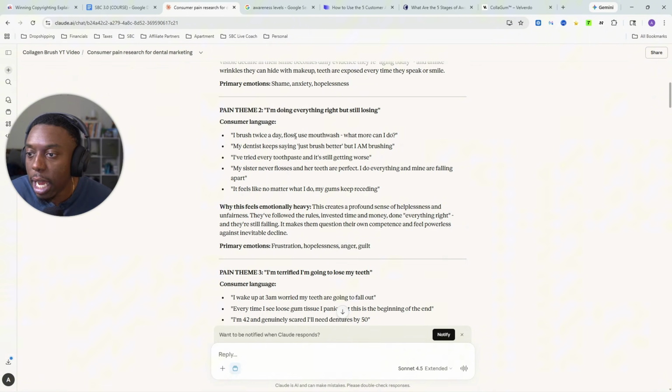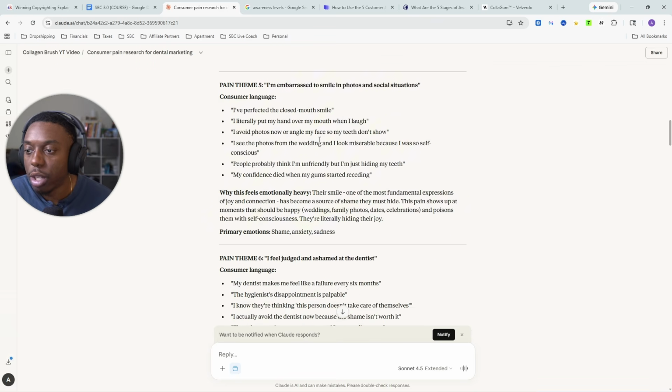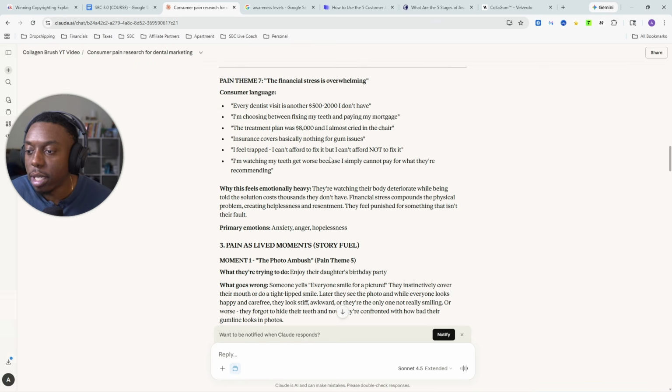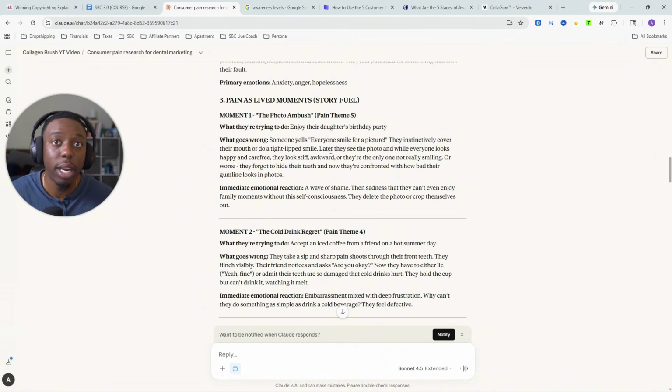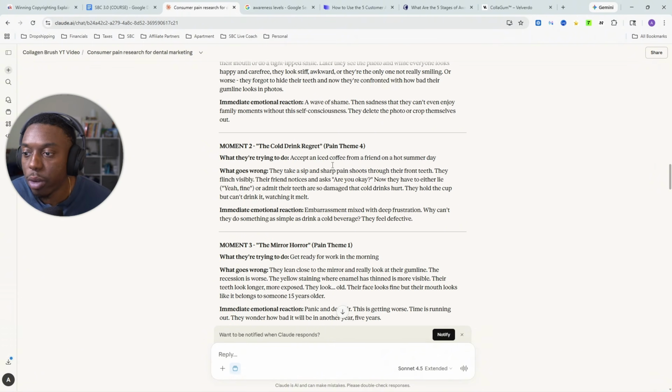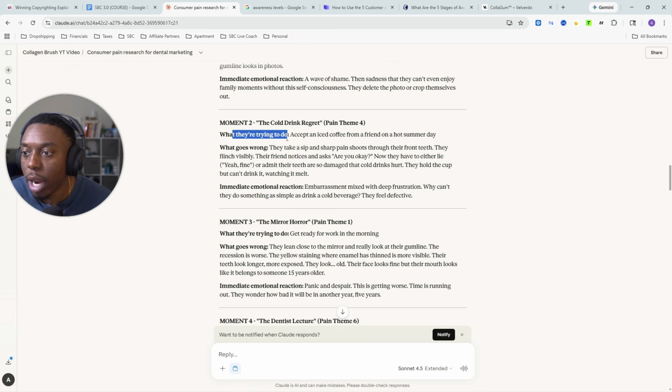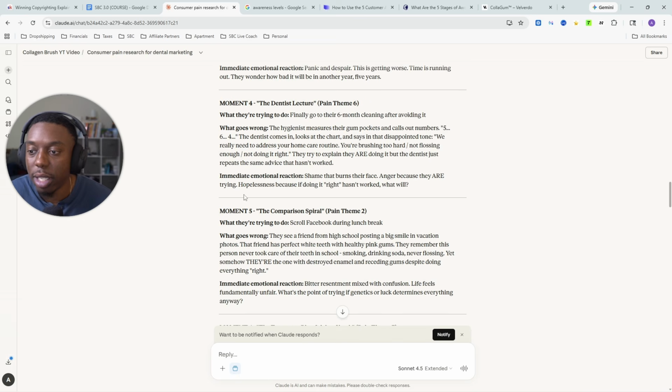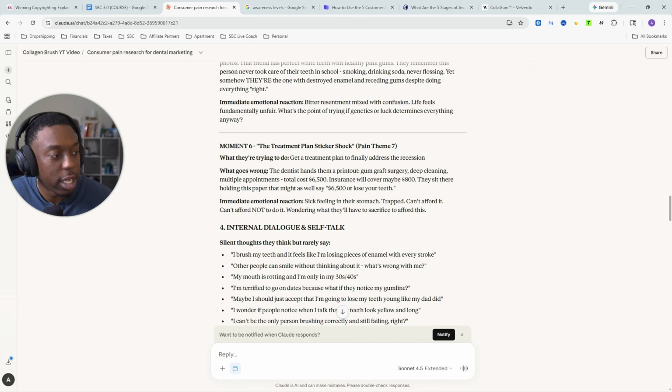I brush twice a day, floss. My dentist keeps saying, just brush better. I've tried every toothpaste. My sister never flosses her teeth and they look perfect. So jealousy. It feels like no matter what I do, my gums keep receding. So this will go on and on, and will address certain pain themes that we can elaborate on and test and test and test. So there's also moments that fuel certain pain, what they're trying to do, what goes wrong, and immediate emotional reaction. All right, so this is going to be really good for copy. And let's move on to the next prompt.